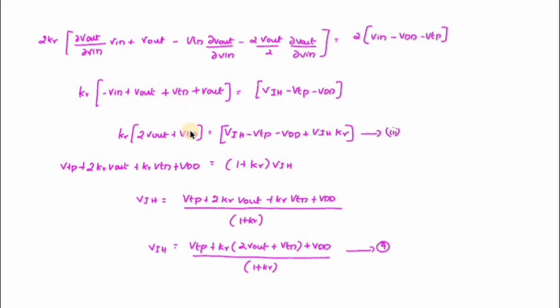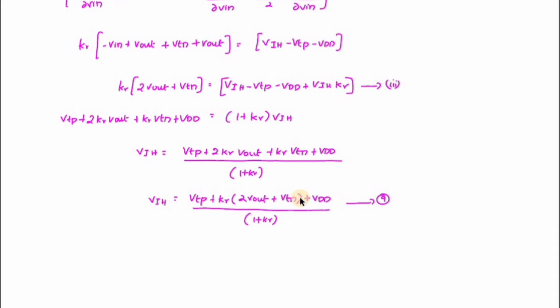On rearranging this equation, VTP plus 2KR Vout plus KR VTN plus VDD is equal to VIH into 1 plus KR. So VIH is equal to VTP plus 2KR Vout plus KR VTN plus VDD divided by 1 plus KR.